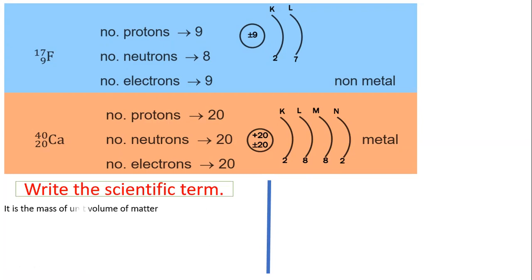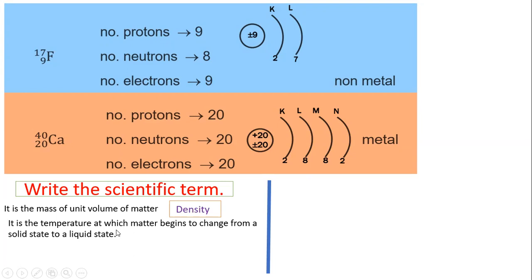Are you ready? Now let's go. The mass of unit volume. Mass of unit volume. Do you remember? Yes, excellent. Density. Number 2, it is the temperature at which matter begins to change from solid state to liquid state. Yes, melting point.